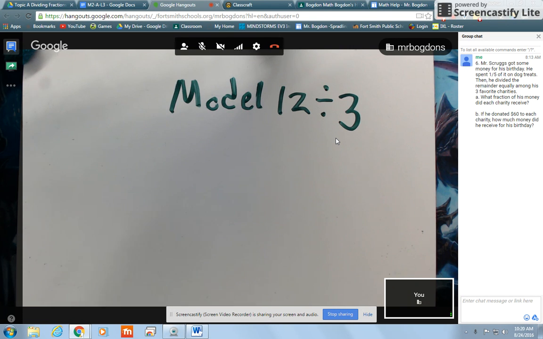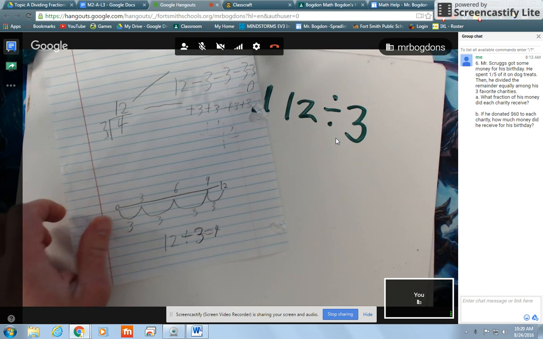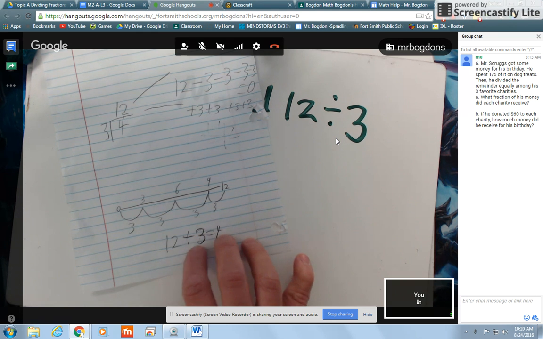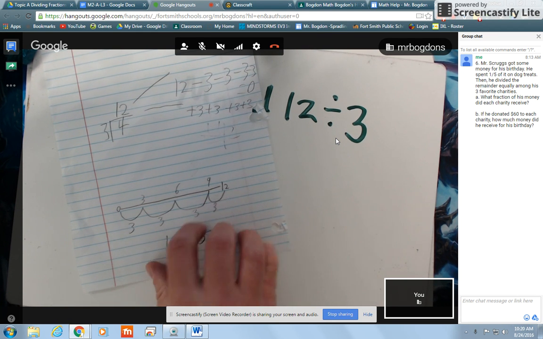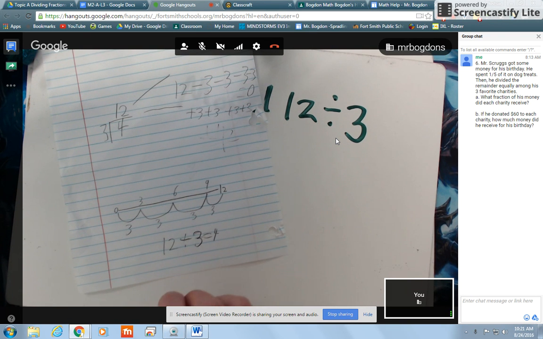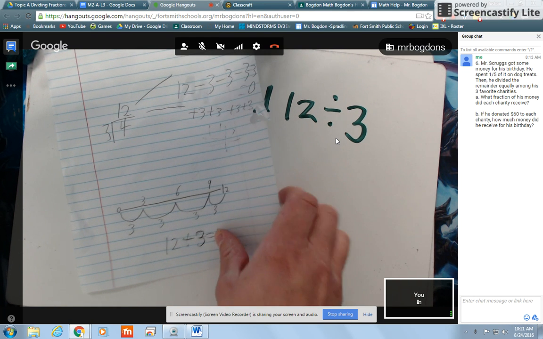Here we have Timothy, and we see that he modeled 12, 0 to 12, using a number line. And then he figured out how many different groups of 3 were in 12. And we can count by threes. 3, 3, 3, and 3. And we figured out there's 1, 2, 3, 4 groups of 3. So that's one way we can do it.